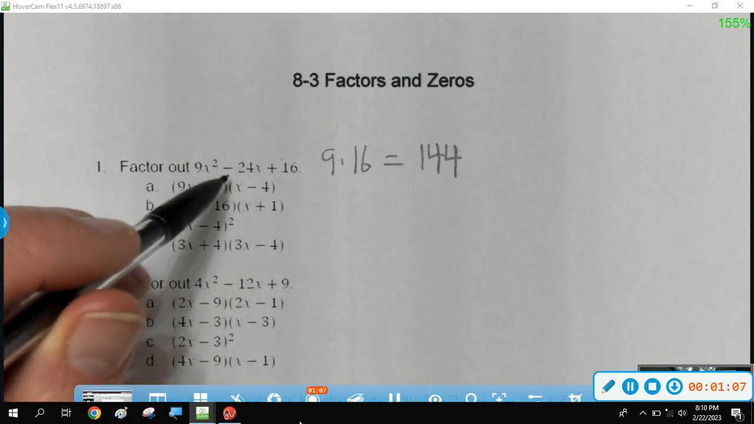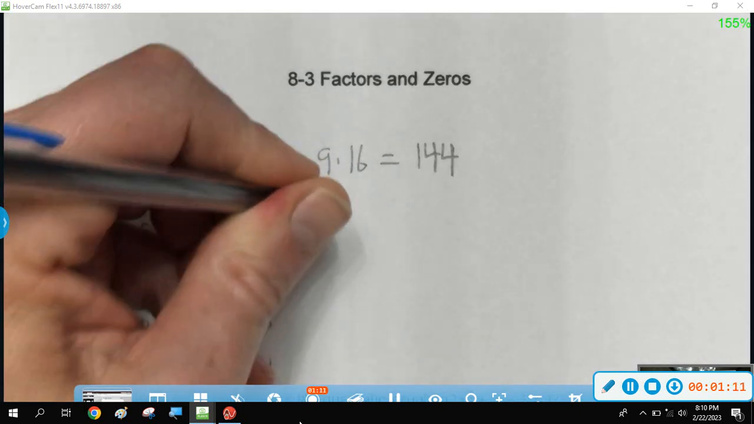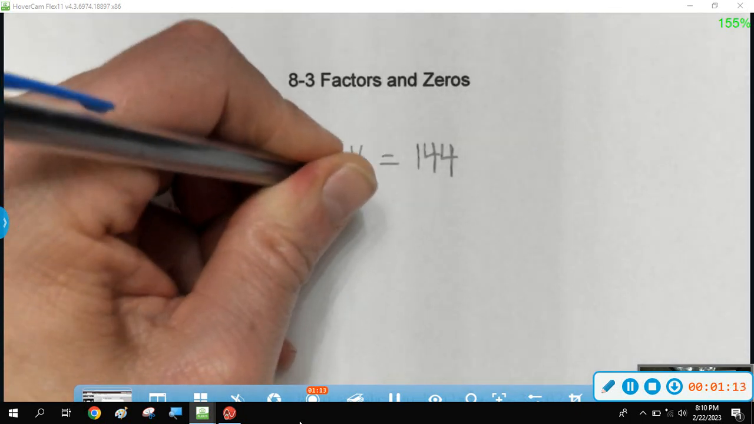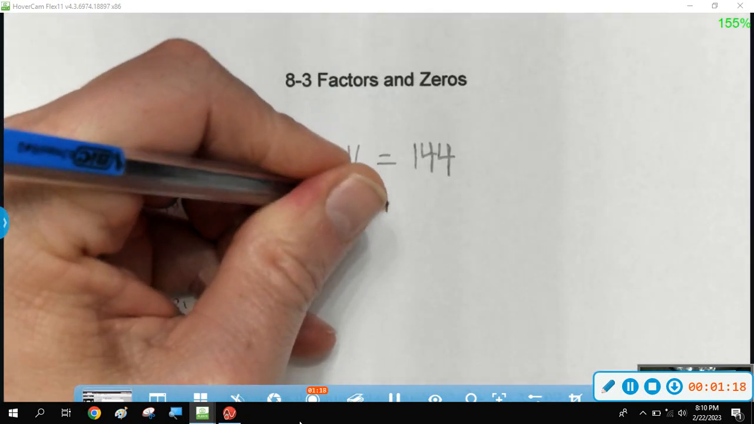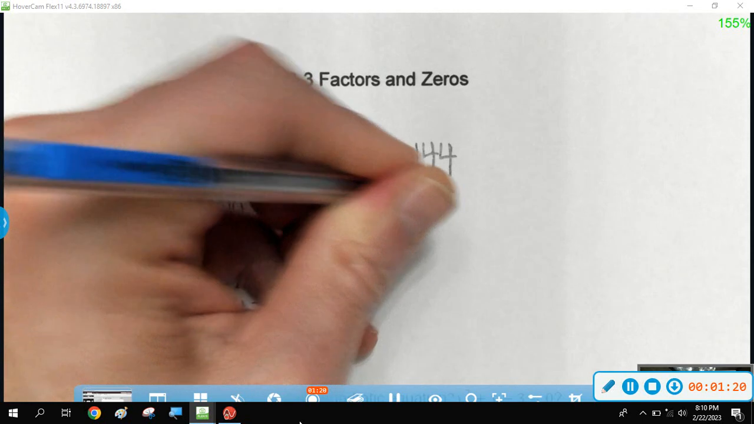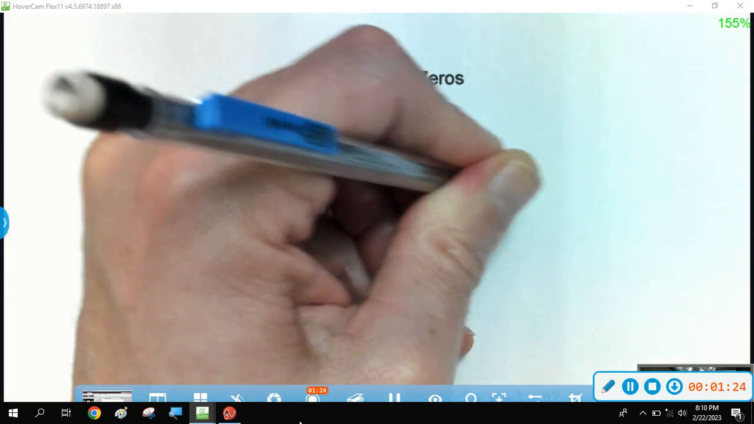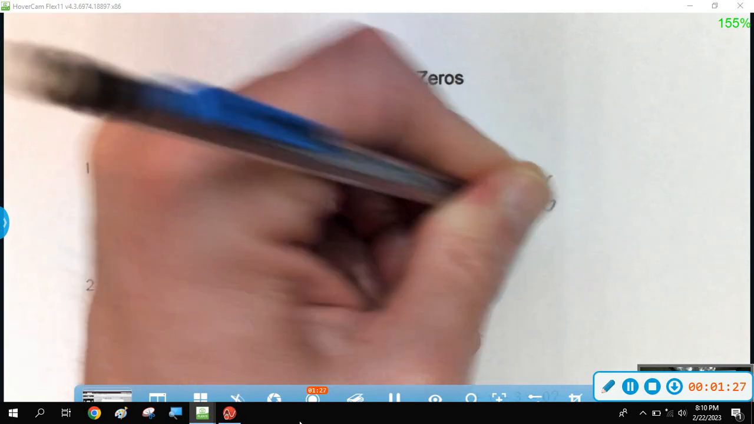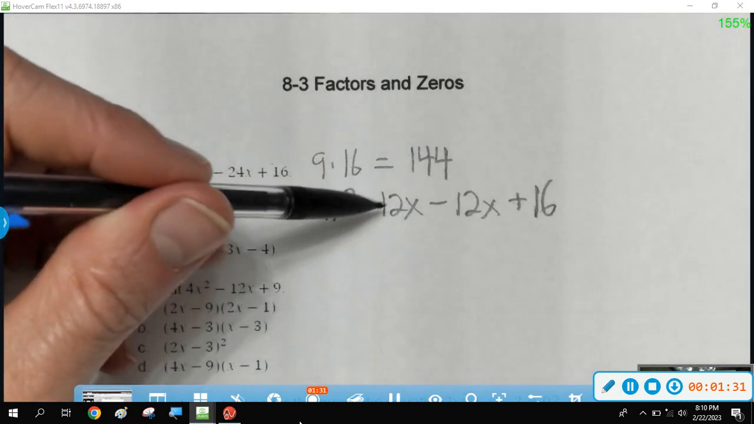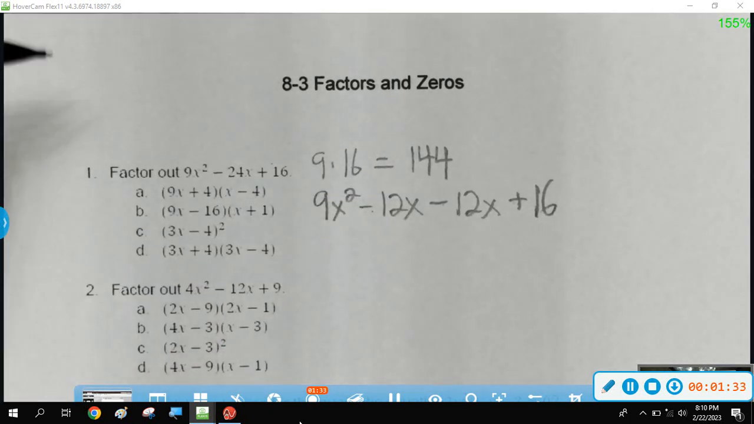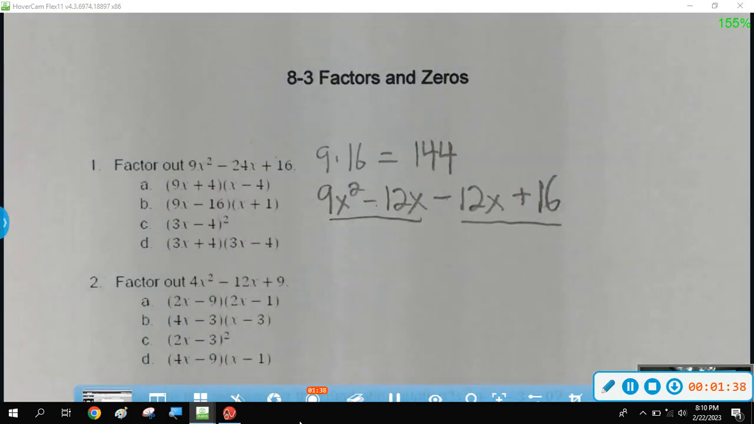Remember what we do with those two numbers? We now split this middle term into 9x squared. The middle term here is minus, so it's minus 12x minus 12x. And we're going to add a 16 onto the end of this. So what have I done? I've split that middle term 24x into negative 12x minus 12x. Next step, I'll group these two now together.